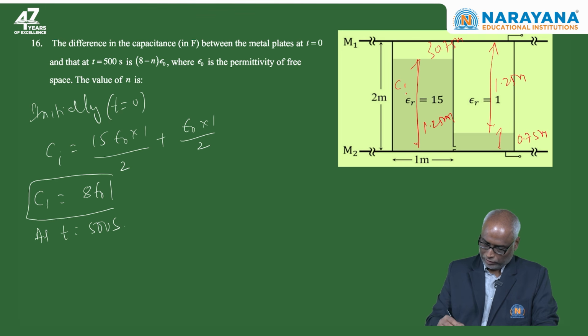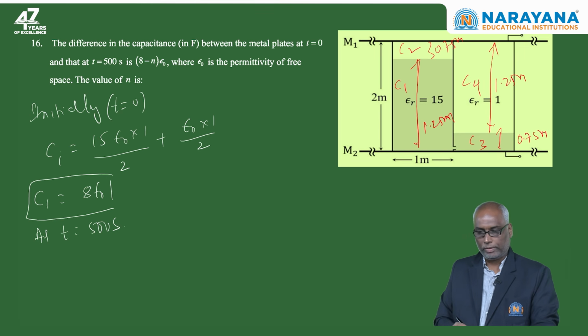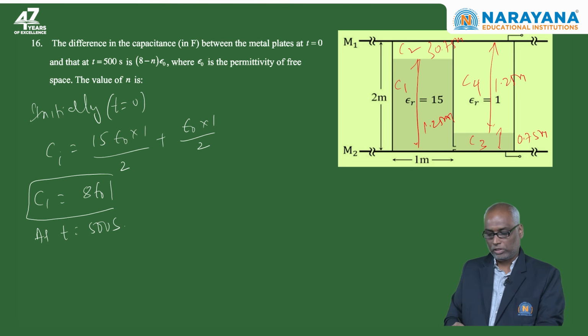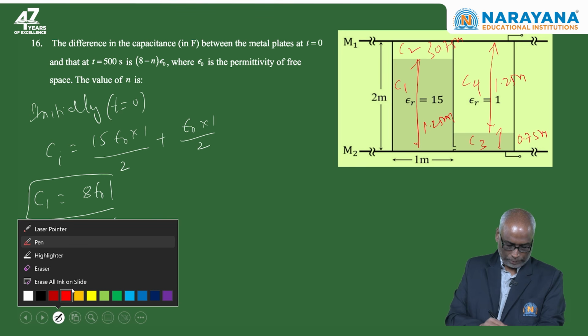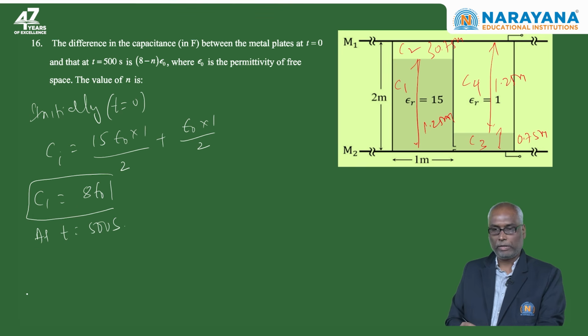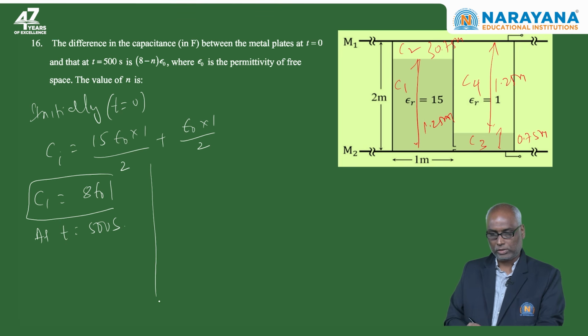The capacitance of this portion is C1, this portion is C2, this portion is C3, and this portion will become C4. So between the plates, C1 and C2 are in series, C3 and C4 are in series, and all these combinations will be in parallel. When you find the effective capacitance at t equals 500 seconds, first let us calculate the effective capacitance of the left chamber and the right chamber separately.